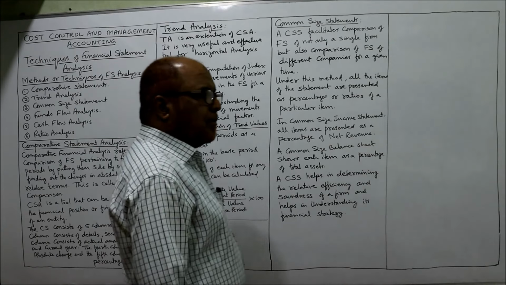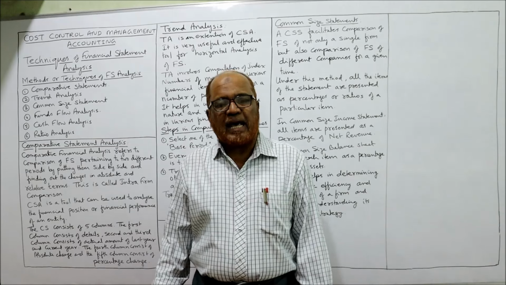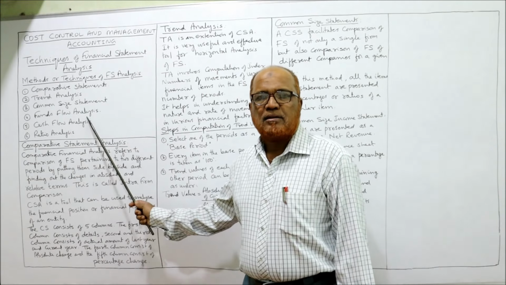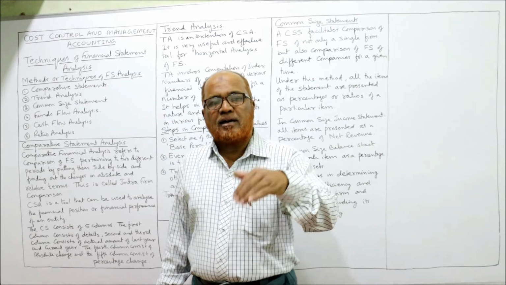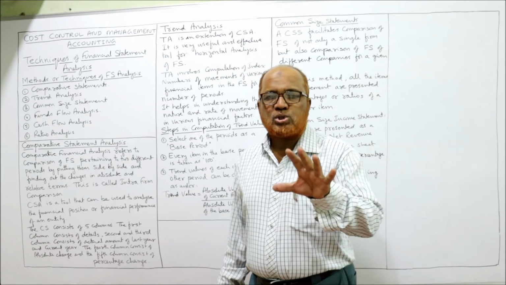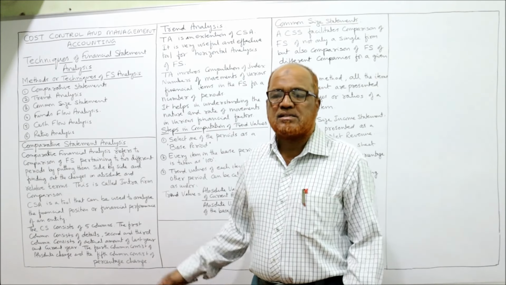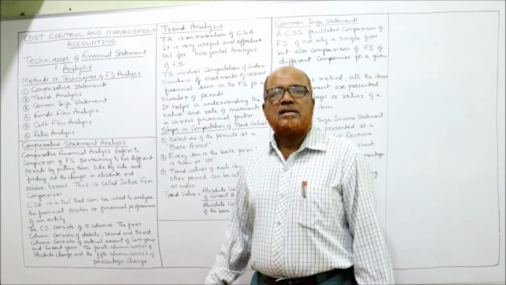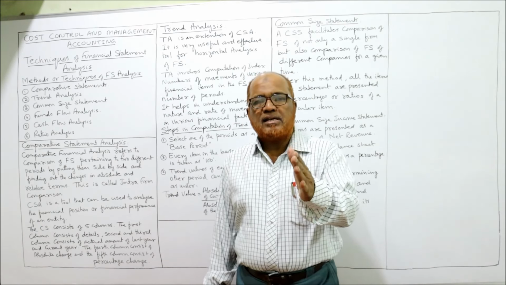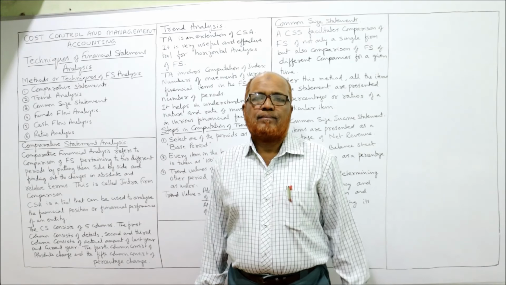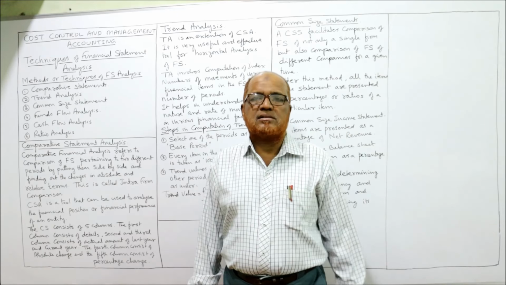Broadly, the tools and techniques of financial statement analysis are six. But this list is not exhaustive. Any other technique can be included. But the most commonly used techniques of financial statement analysis are these six. The first one is comparative statement analysis. The second one is trend analysis. The third one is common size statement analysis.